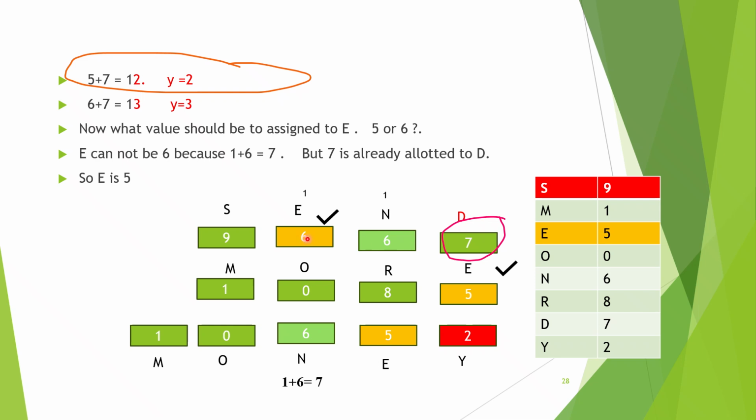So what value can be assigned here? E should be 5, right? 5 means 1 plus 5 equals 6, and 6 is okay. So E can be assigned 5. Now all the boxes are filled with values. Now the table is filled. We have assigned values to all the unique variables in the table, right?